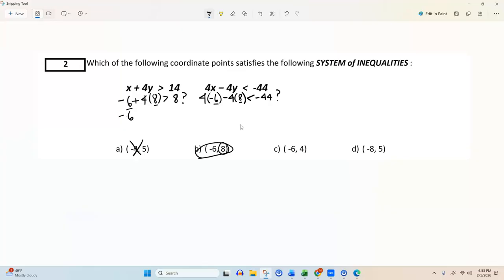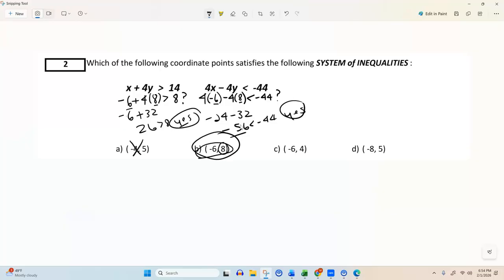So -6, remember it's negative, plus 4 times 8, that's 32. That would be 26. That's greater than 8. So yes, that's good. Here you get -24 minus 32. So this is -56. Is that less than -44? Remember, the more negative it is, the less it is. So that answer is yes also. We get yes and yes, so that means B is correct. So that's how we do this assignment.